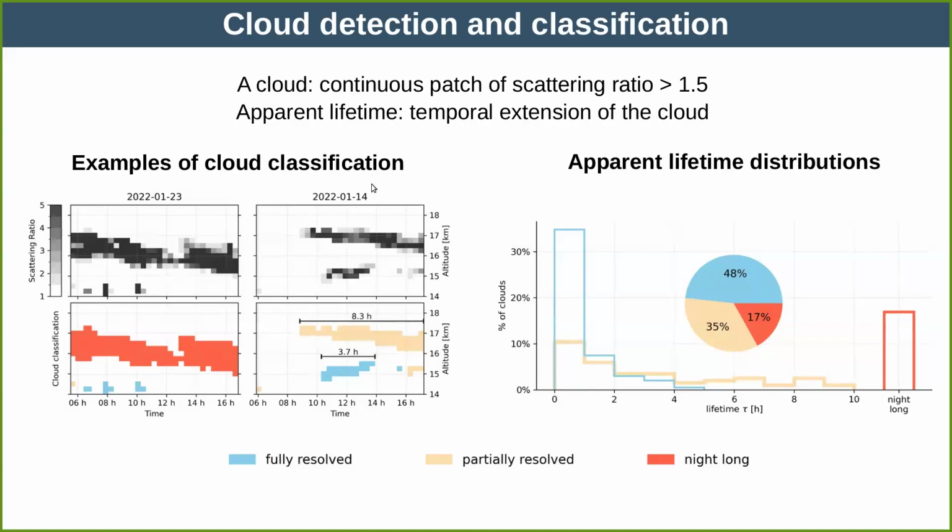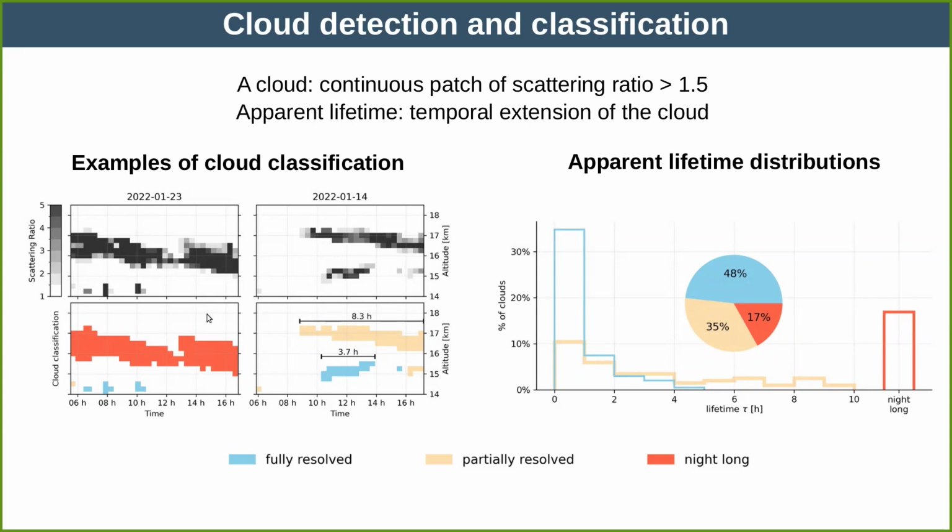On the left are two examples of two different nights of observation. On top is the scattering ratio, and below are the detected clouds. The clouds are then classified in three classes, according to the way we see them appearing, then disappearing. The fully resolved clouds are those that appear then disappear within the same night. The partially resolved clouds are those that only appear or disappear within the night. And the night-long clouds appear to be there throughout the whole night.